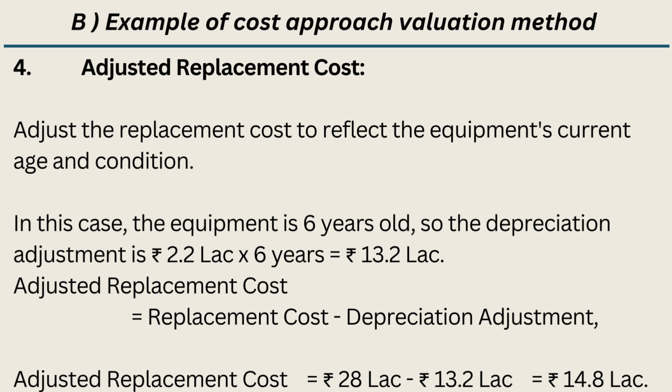In this case, the equipment is 6 years old, so the depreciation adjustment is 2.2 Indian rupees lakh multiplied by 6 years equals 13.2 Indian rupees lakh. Adjusted replacement cost equals replacement cost minus depreciation adjustment. Adjusted replacement cost equals 28 Indian rupees lakh minus 13.2 Indian rupees lakh equals 14.8 Indian rupees lakh.